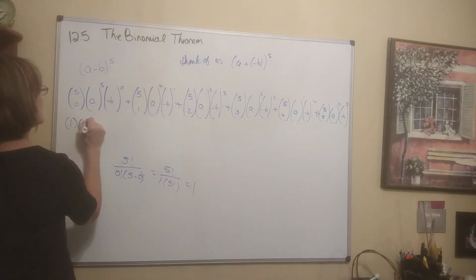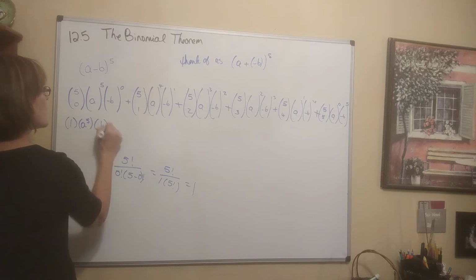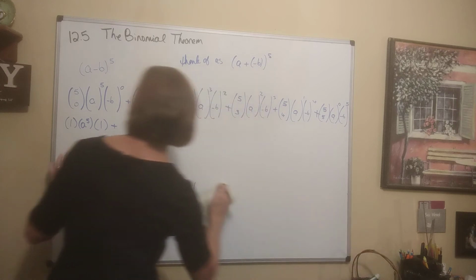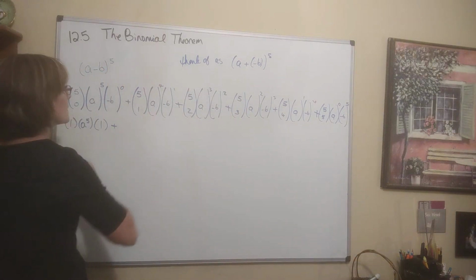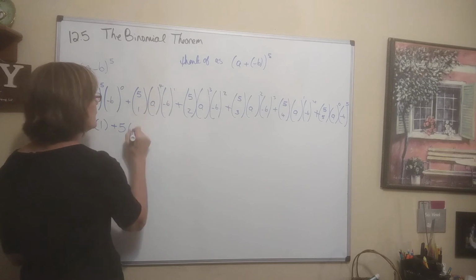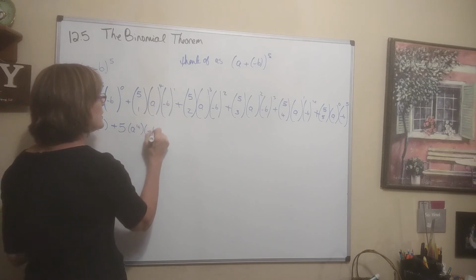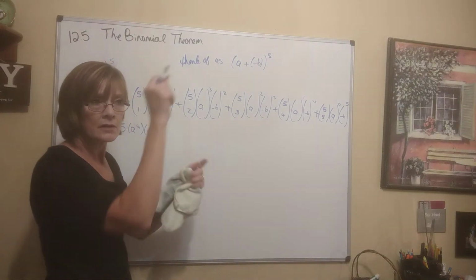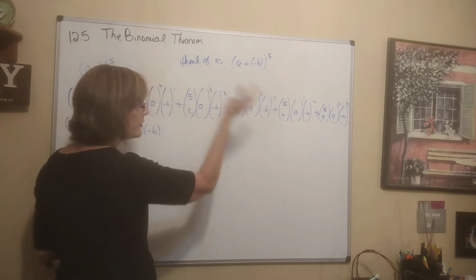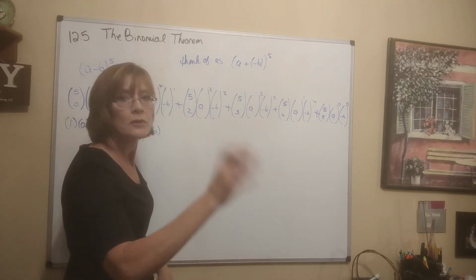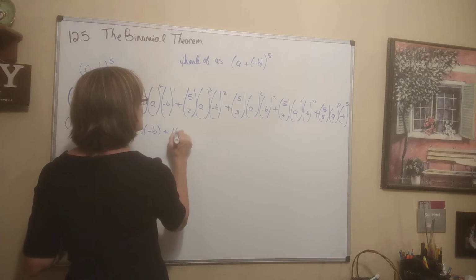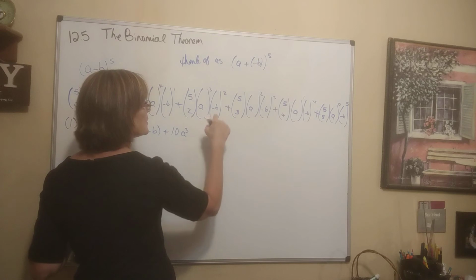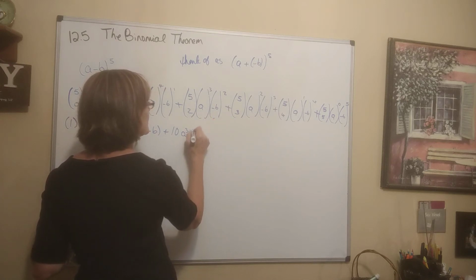Okay, so this is a 1. This is a to the 5th. Negative b to the 0, anything to the 0 power is 1. Okay, 5 choose 1. When we figure out that one, that's going to be a 5. A to the 4th times negative b to the 1. 5 choose 2. Now, I've already done this, which is why I'm just saying the answers. It's 5 factorial over 2 factorial times 5 minus 2 factorial. I already figured that out. So this is 10, a to the 3rd, negative b to the 2nd, which is negative b times negative b, a positive b squared.